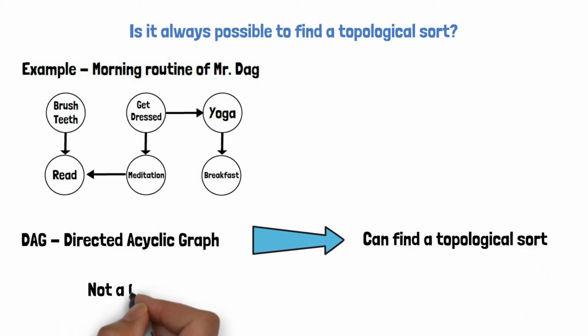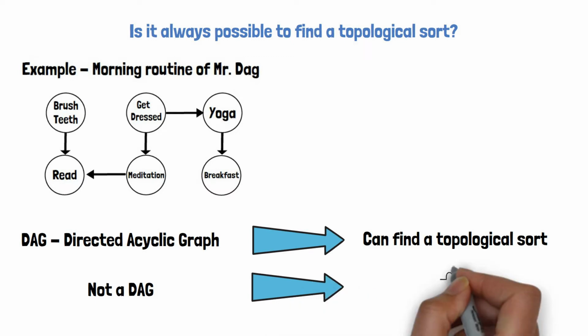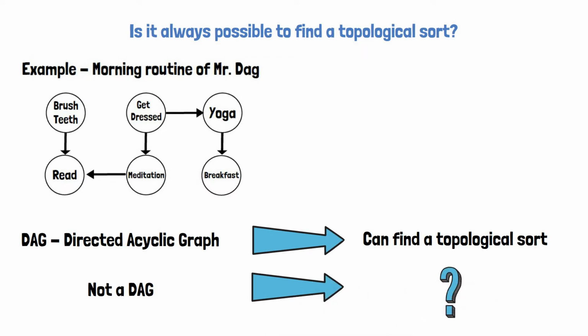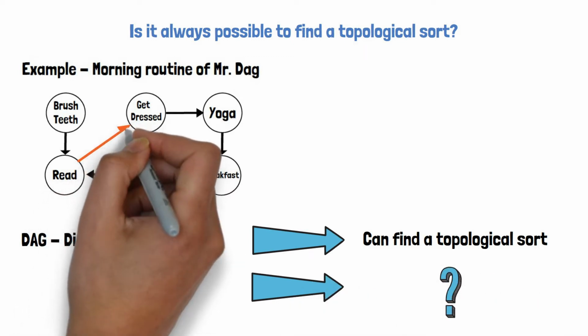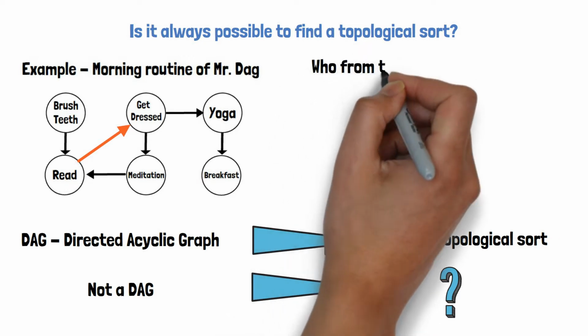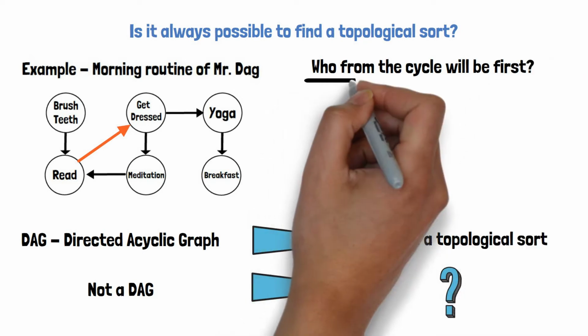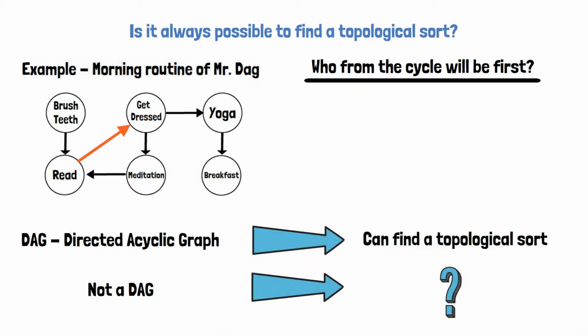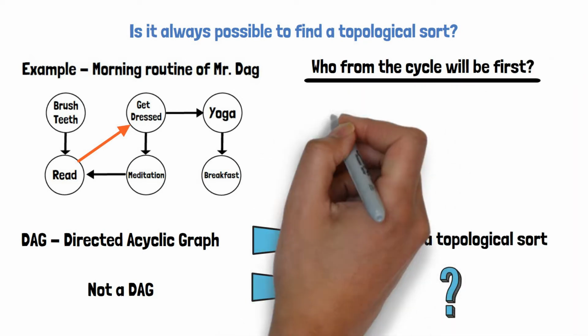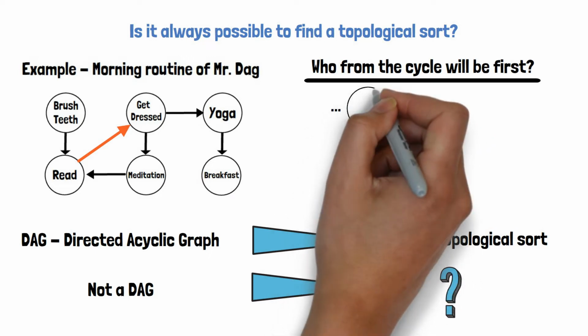What if the input graph is not a DAG, meaning it has a cycle? Say we would add an edge between read and get dressed. Now this graph has a cycle, composed of get dressed, meditation and read. Who from this cycle can go first in a topological sort? Option 1 is get dressed. We write 3 dots as we don't mind about the start of the topological sort.